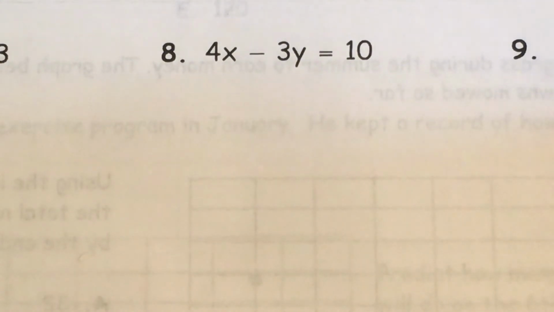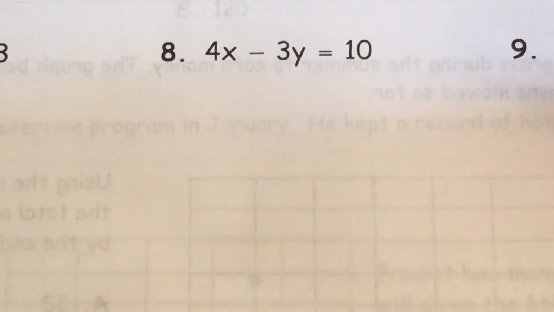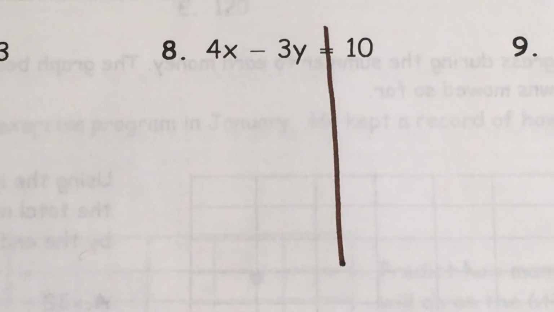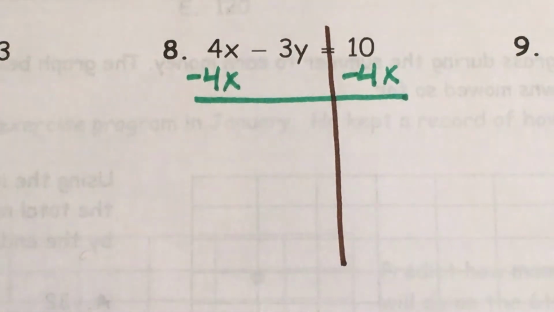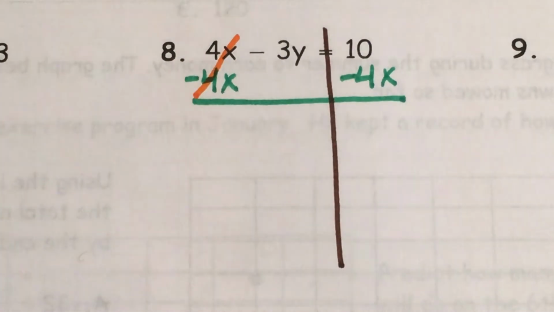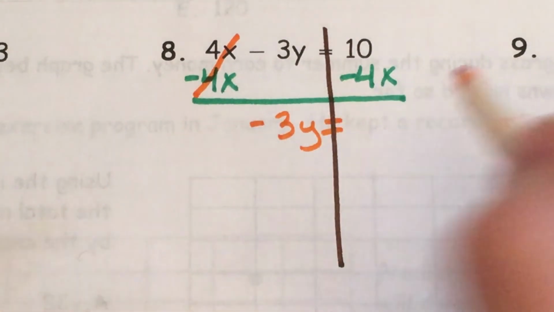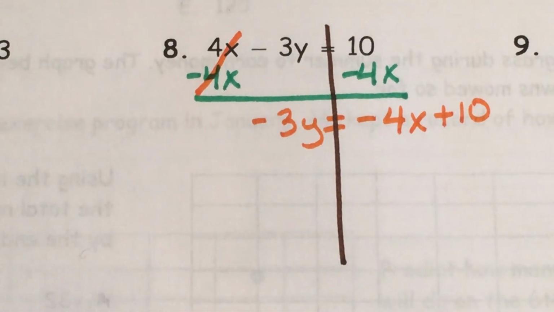I bet you can do this one without me. Why don't you pause the video, try to do it, and then check with me and see what you got to see if we match. Did you subtract 4x from both sides? I hope so. Did you cancel out the 4x's on the left, leaving you with a negative 3y equals negative 4x plus 10 on the right? I sure hope so.